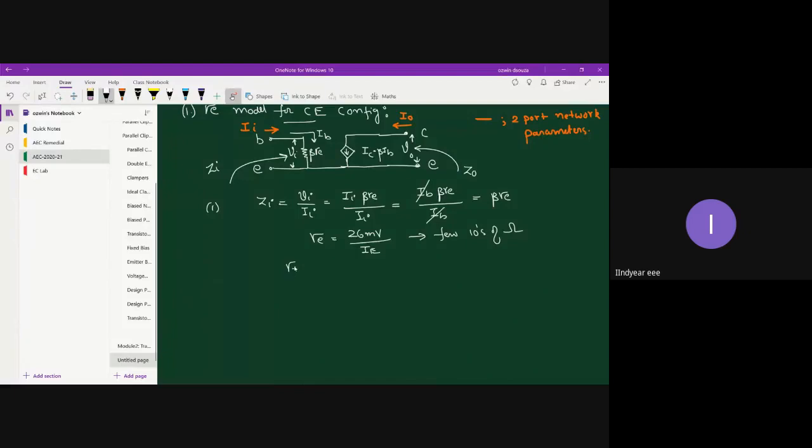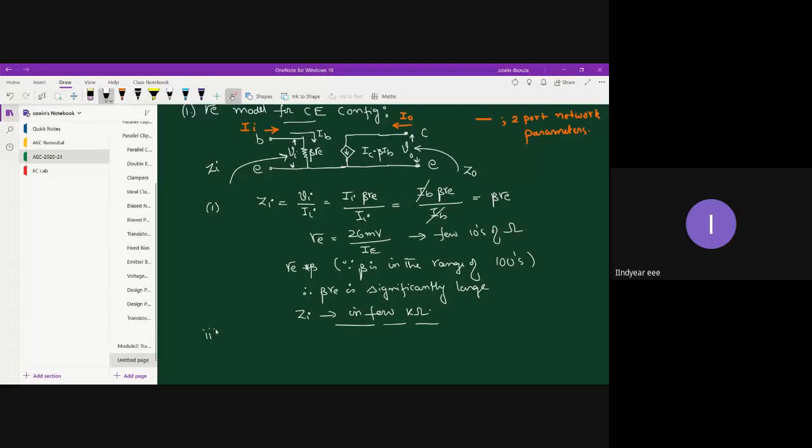Since RE is getting multiplied with beta, and you know that beta is in the range of hundreds, 100, 200, 300, etc., your beta RE is significantly large. So the normal range for your input impedance is a few kilo ohms. All right, so that's your input impedance.